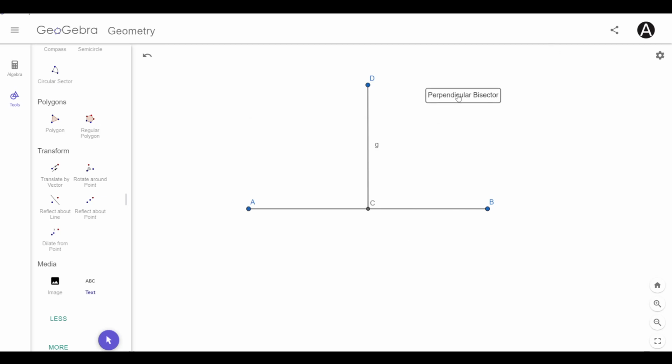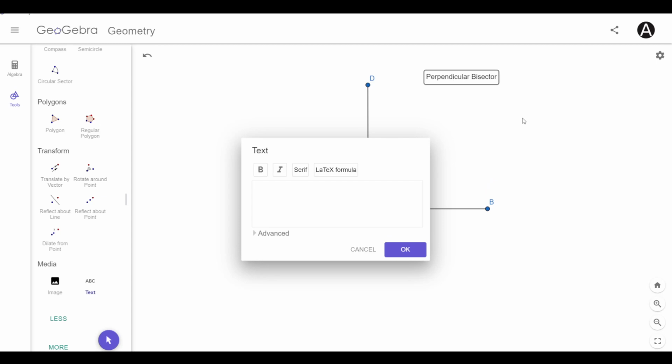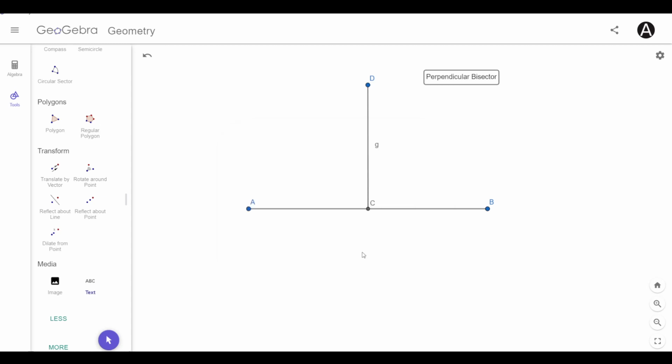So anyway, there we go. So I can write on it, but I've got to type. All right, so it's called the perpendicular bisector. Again, because it hits the midpoint. C is the midpoint of AB, and it's a right angle right there.